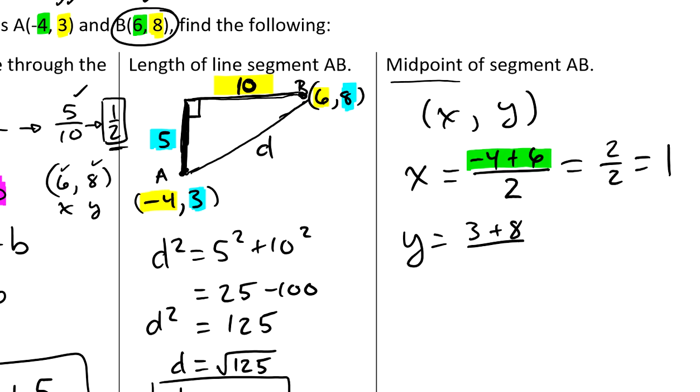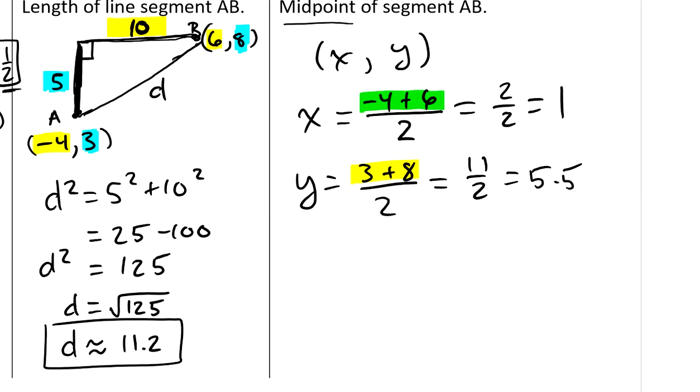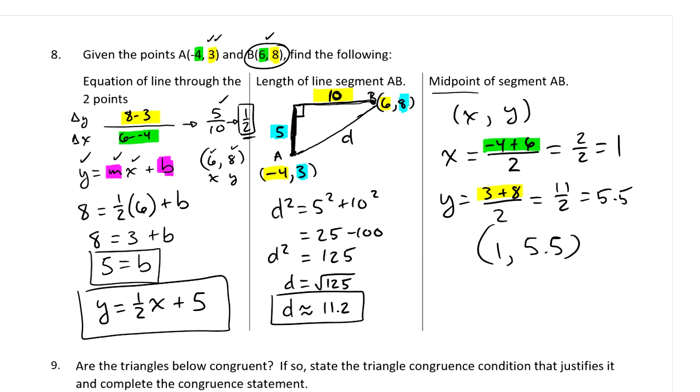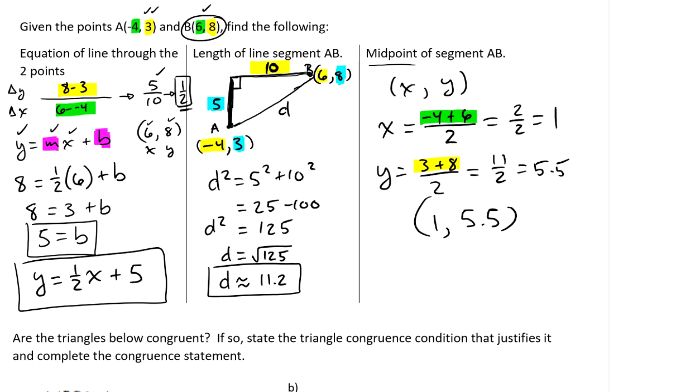And those I highlighted in yellow, so I'll highlight those in yellow. When I add those and then divide by 2, that gives me 11 halves. So I could write that as 5.5. So my midpoint is the point X is 1, Y is 5.5. So there we go. We've got the equation of the line. It's Y equals 1/2 X plus 5. The distance between points A and B is 11.2 units. And the location of the midpoint is at the point 1, 5.5.